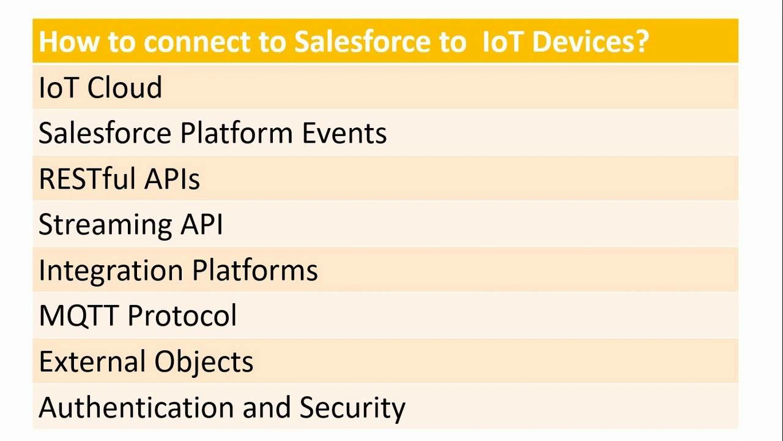Streaming API. Salesforce Streaming API allows for real-time communication and can be used to push data from IoT devices to Salesforce. Devices can publish events to a streaming channel, and Salesforce can subscribe to that channel to receive and process the data.